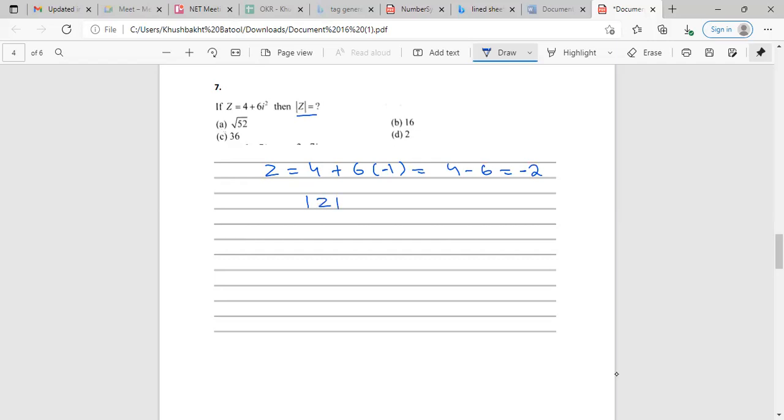Since z is minus 2, z mod would be minus 2 mod, that is going to be 2, because here clearly this is a real number, and in case of real numbers the definition of mod changes. In case of complex number we have a different definition. Since it is a real number and it was negative, we used mod to make it positive, so the answer would be 2. Okay, so we are done with this part.